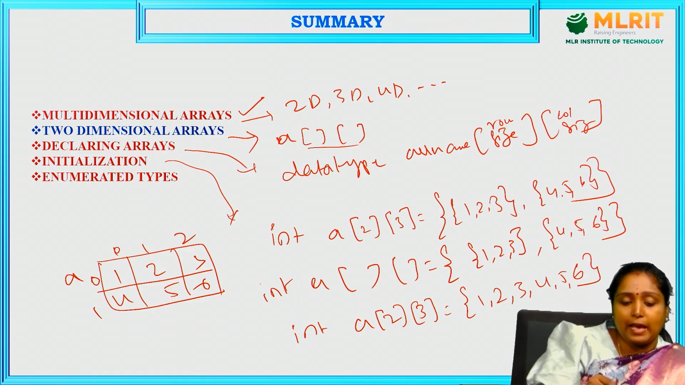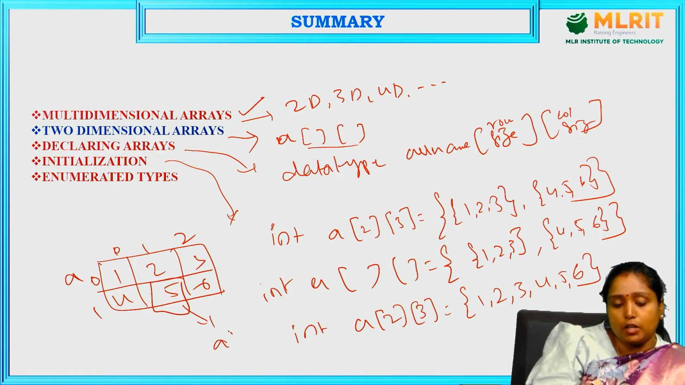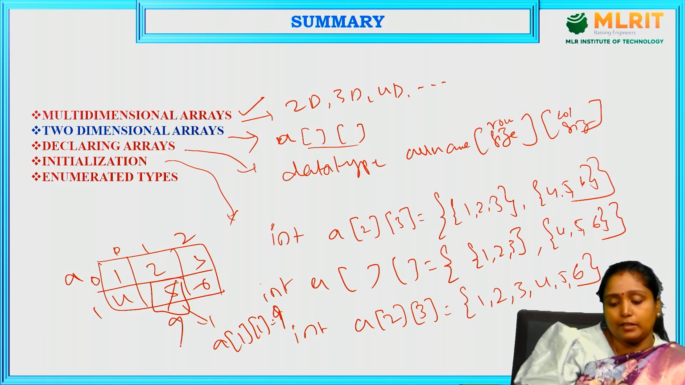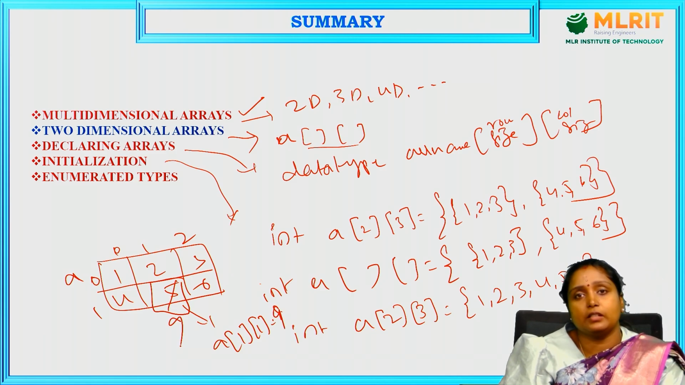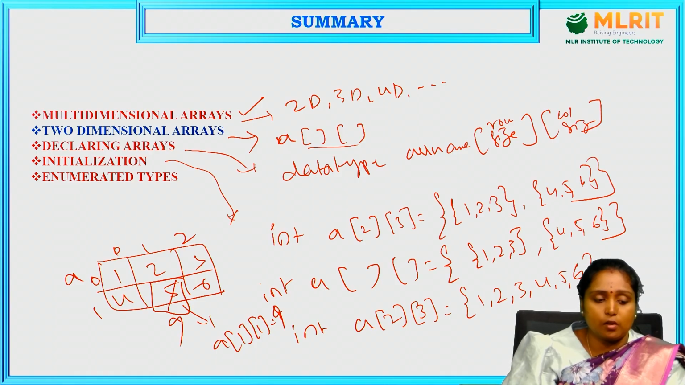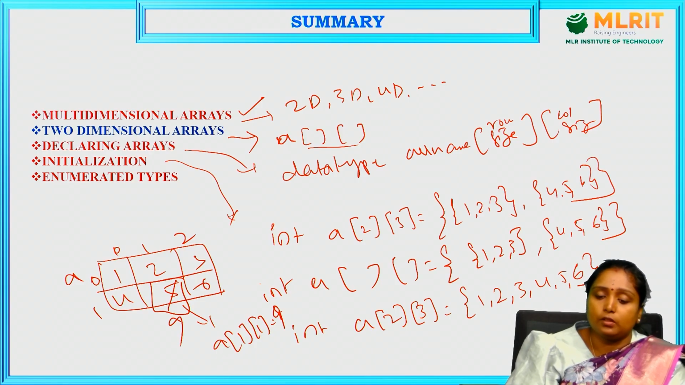To access or refer to this variable, you refer to a of 1, 1. If I want to change it from 10, I will change it to 9, and it will change automatically. We have also seen an example program of a 2D array. So this is all about 2D arrays.